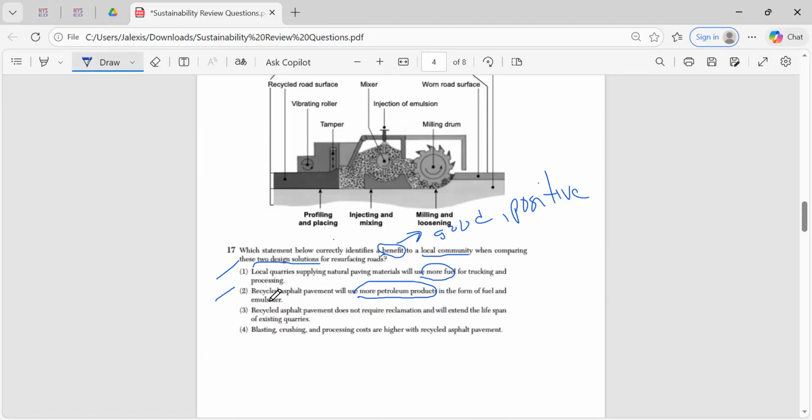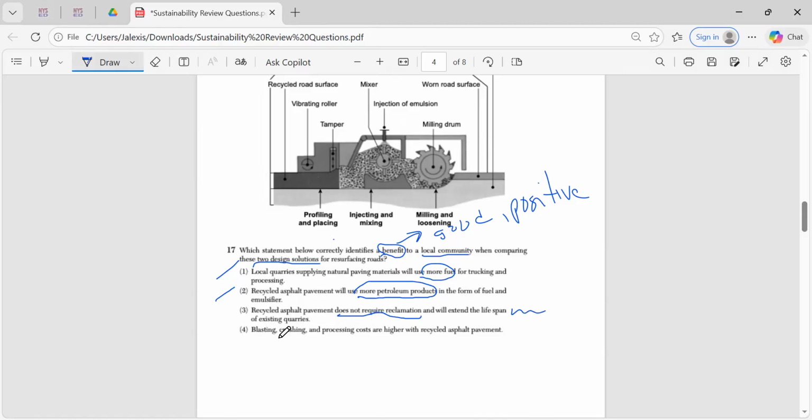Well, the first two options are telling me I'm using more of something: fuel, petroleum, these are fossil fuels. But here it says it does not require reclamation. We just read a whole passage about how humans can try to restore land, reclamation, to an area that's been mined. But this process says it doesn't require that. Maybe this is a possibility. I'm going to have to come back to that.